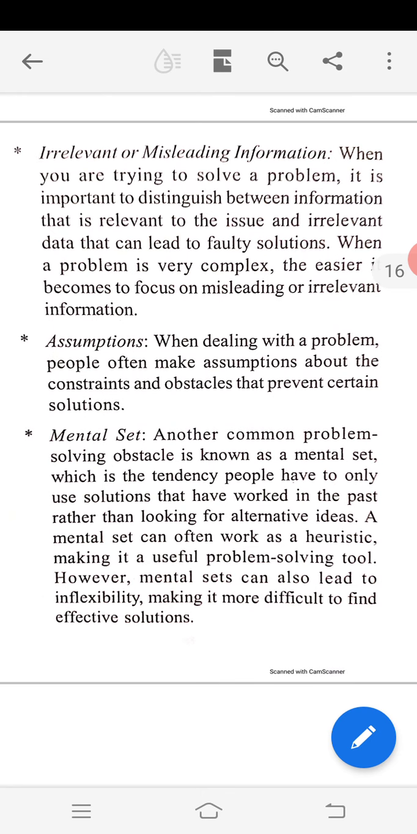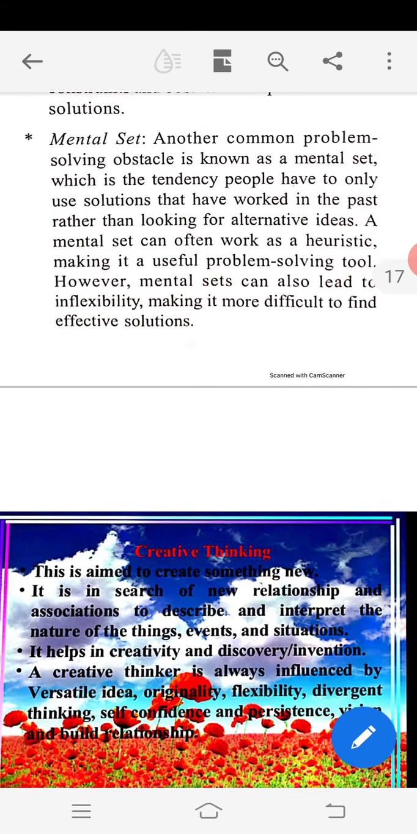It is another common problem solving obstacle that is known as the mental set. Here people use solutions related to their past experience and past events to solve the problem. So during problem solving, people use past experience and past knowledge, and the problem will automatically be solved with the help of those solutions.